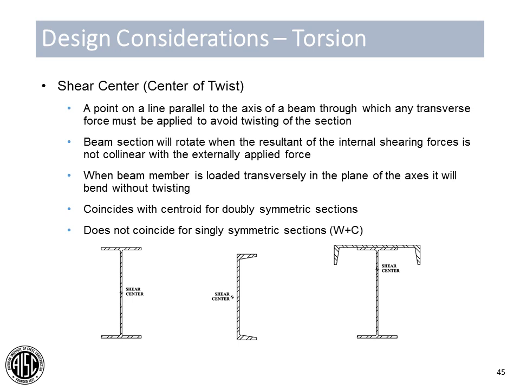So you can see at the bottom of the screen here, with a doubly symmetric section that does coincide with the neutral axis of your wide flange section in this case. However, with a channel or with a combined wide flange and cap channel, that shear center does not coincide with the centroid of your singly symmetric members. So that can lead to additional torsional effects that need to be considered as well.